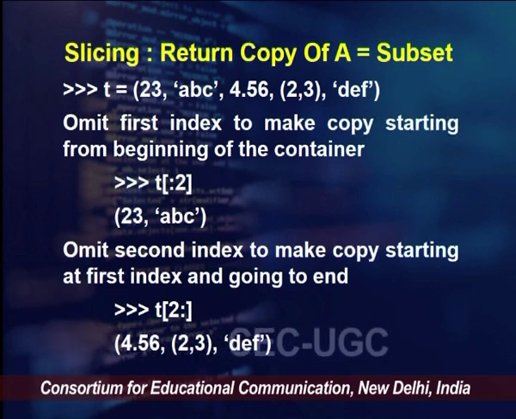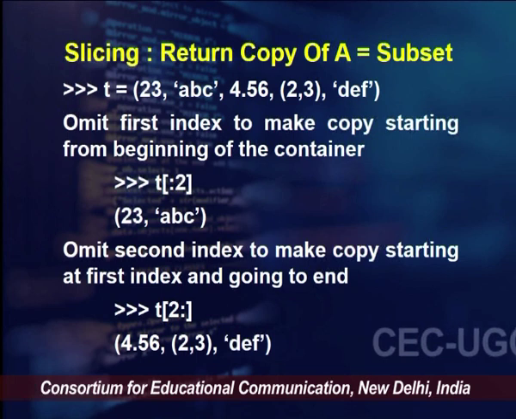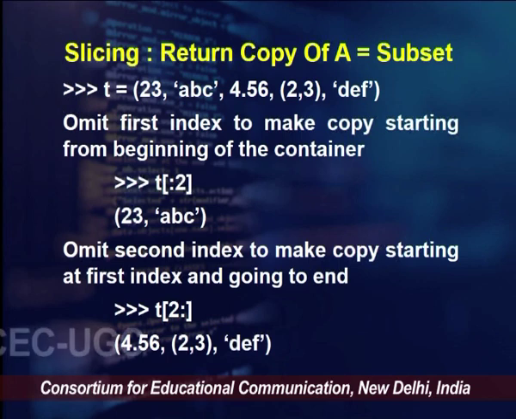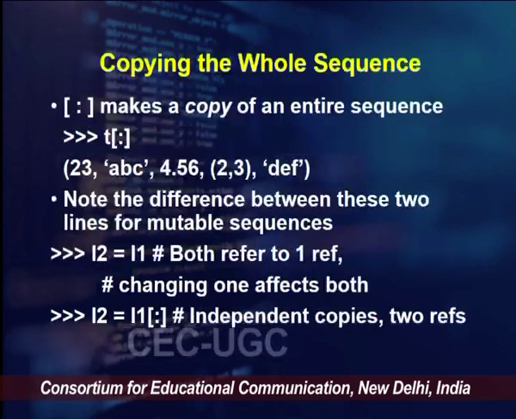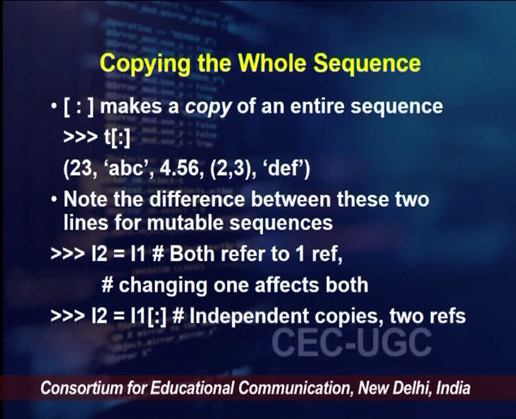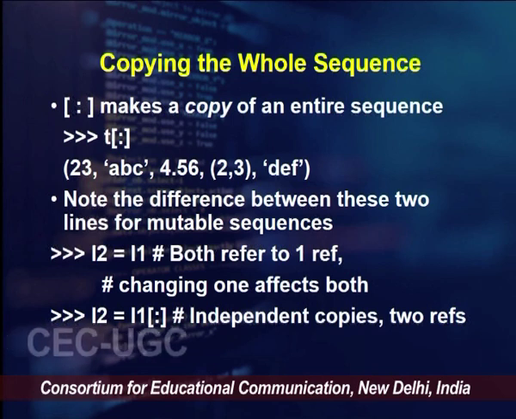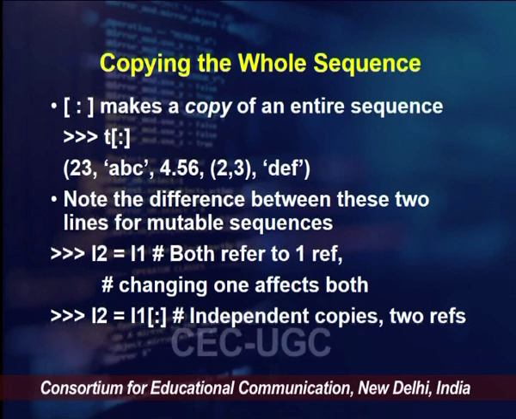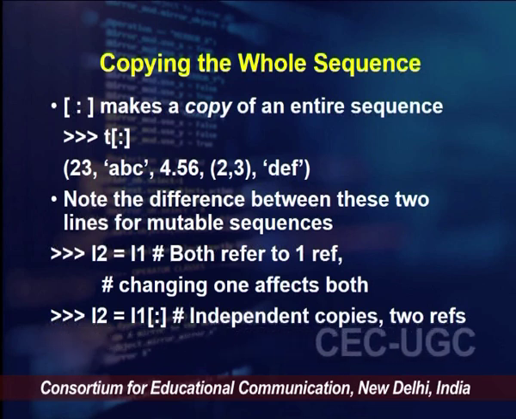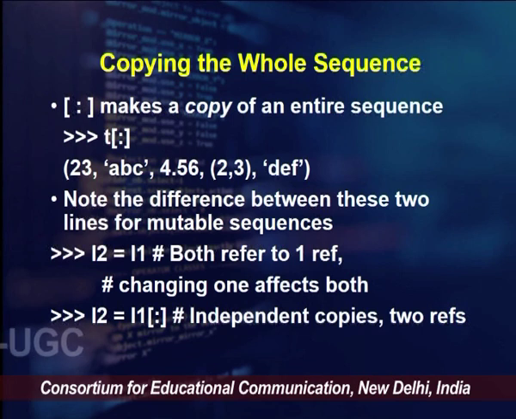When you write :2, it will start from the beginning and go up to the second index, right. If you want to make a copy of the entire sequence, the entire tuple or the entire string, then you simply write T and in square brackets you write colon. So, automatically the entire tuple or the entire list will be given to you, right.